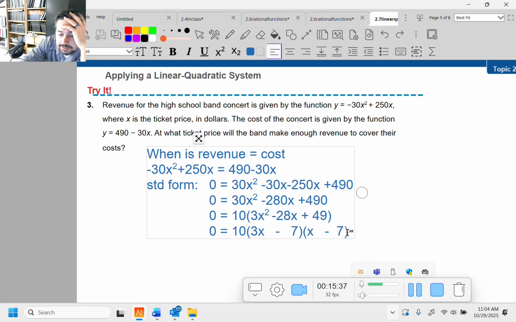It's 49. So now we're going to use ZPP, the zero product property. I know that 3x minus 7 is a 0.